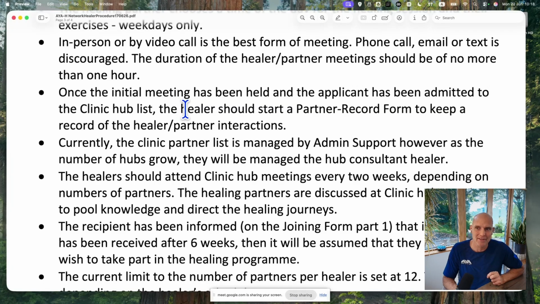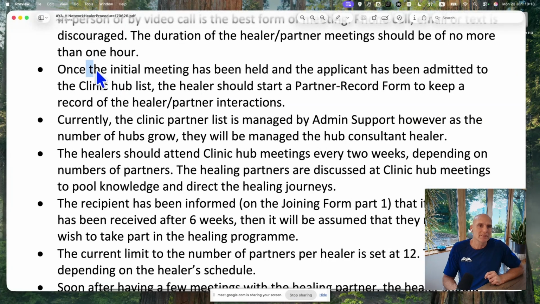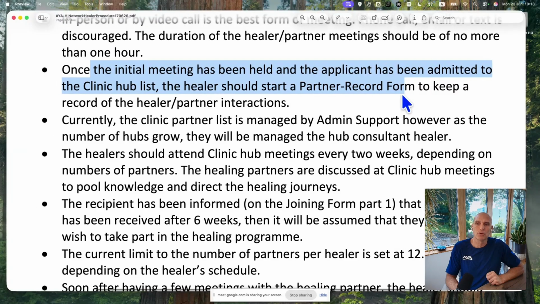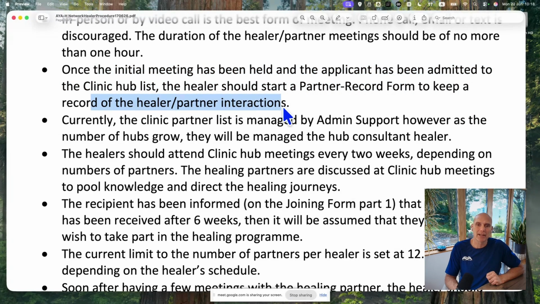in network healers. Right then, once the initial meeting has been held and the applicant has been admitted to the Clinic Hub list, the healer should start a partner record form to keep a record of the healer-partner interactions. So, partner record form is another form you have to fill out on an ongoing basis. I will show you that in a second.